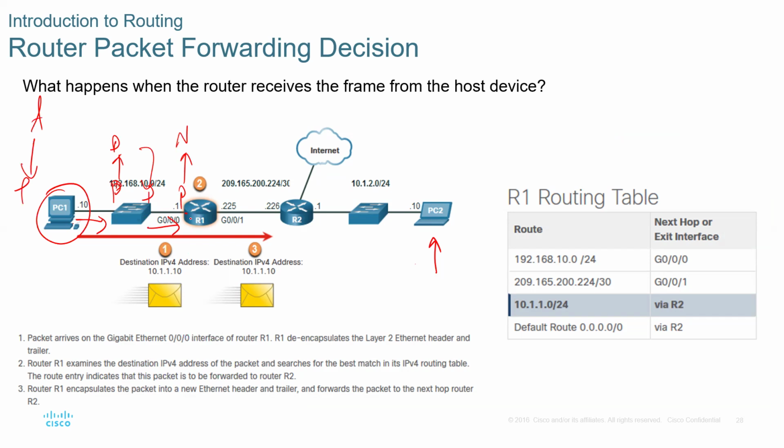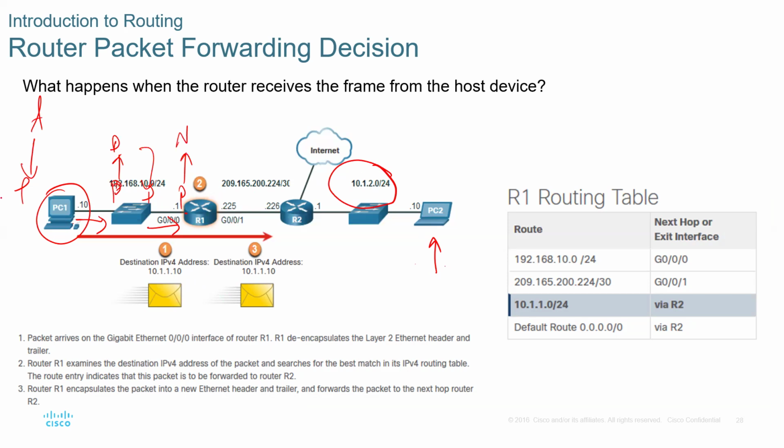Here, it gets de-encapsulated. When de-encapsulation occurs, we will be looking at the IP address. What is the destination network ID? We use the destination network ID to forward to the next network, right? So the destination network ID, in this case, if we are sending to PC2, it will be 10.1.20. That is the destination network ID.